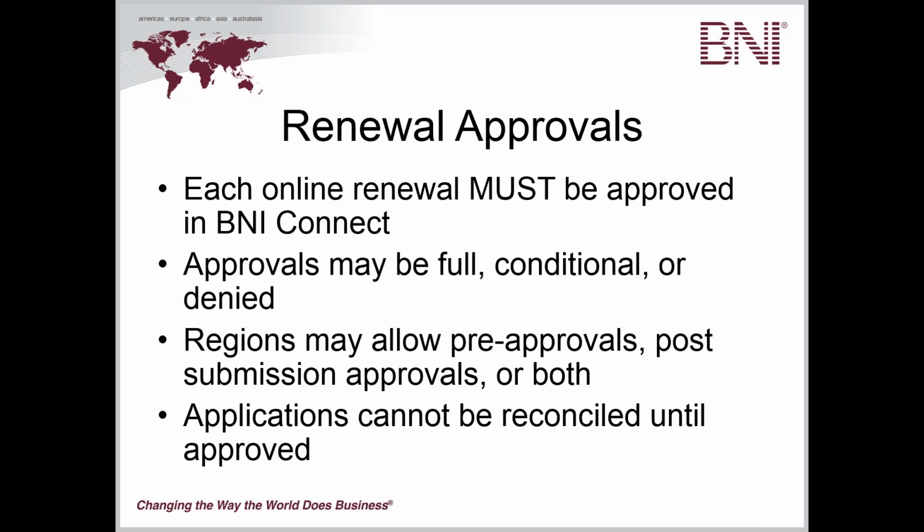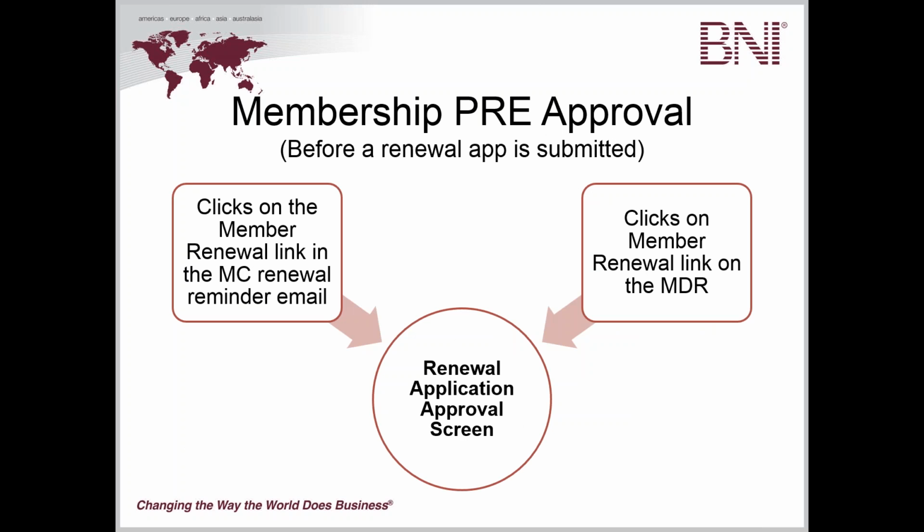A post-approval, on the other hand, is the exact opposite. You wait until the person has put in their application, then you review it and go in and approve it. And keep in mind that your regional office cannot complete this transaction until you have marked your approval. All right, so there's a couple of different ways for the pre-approval to happen.